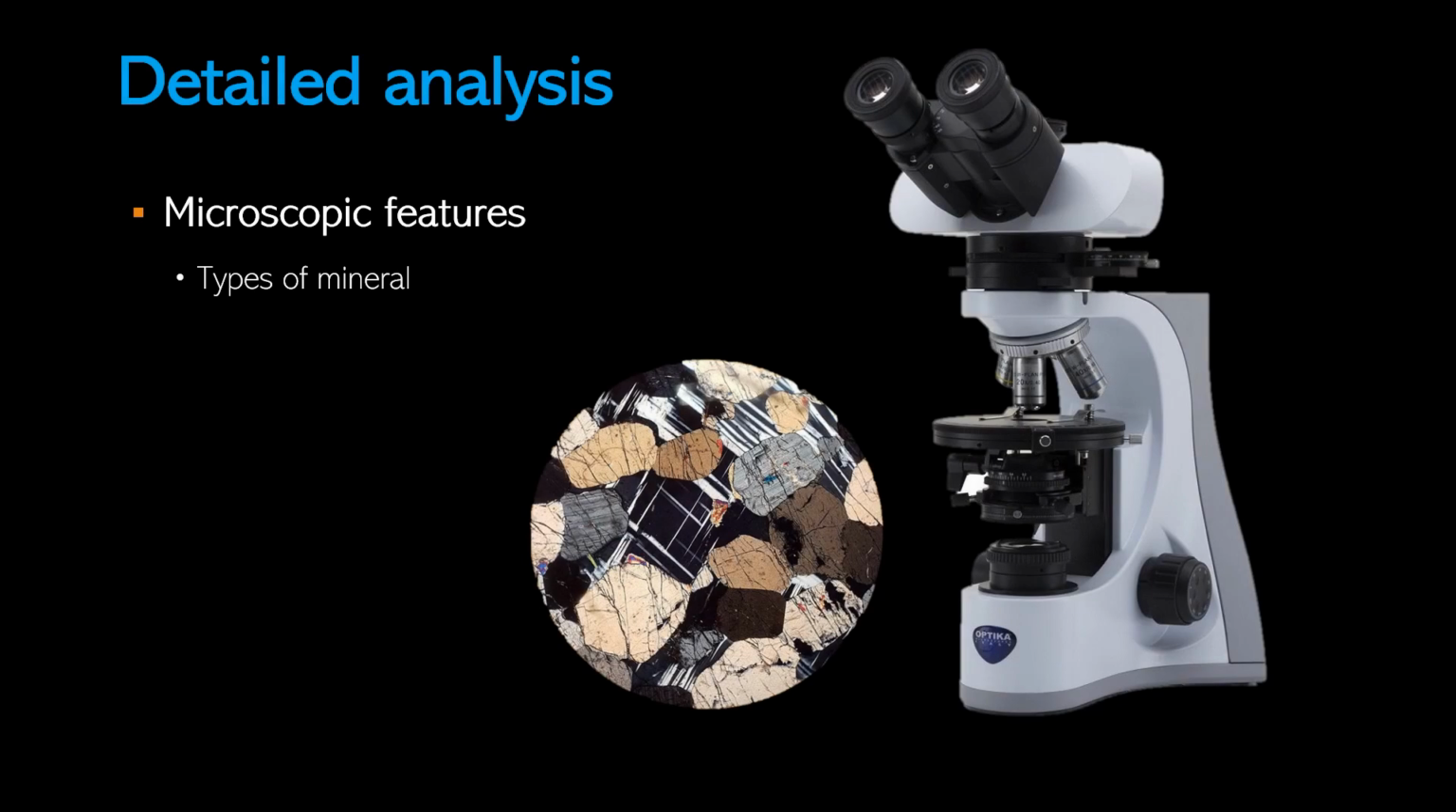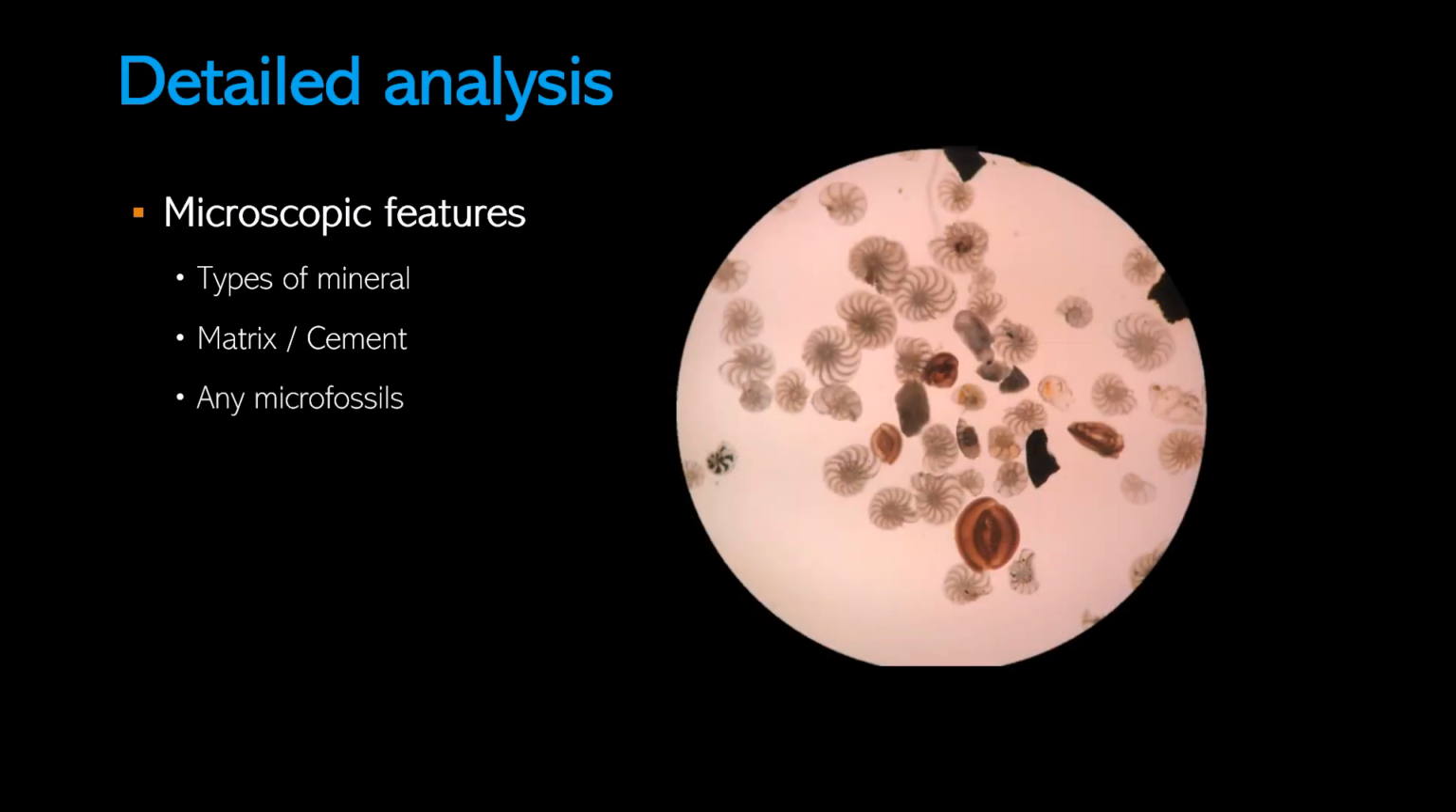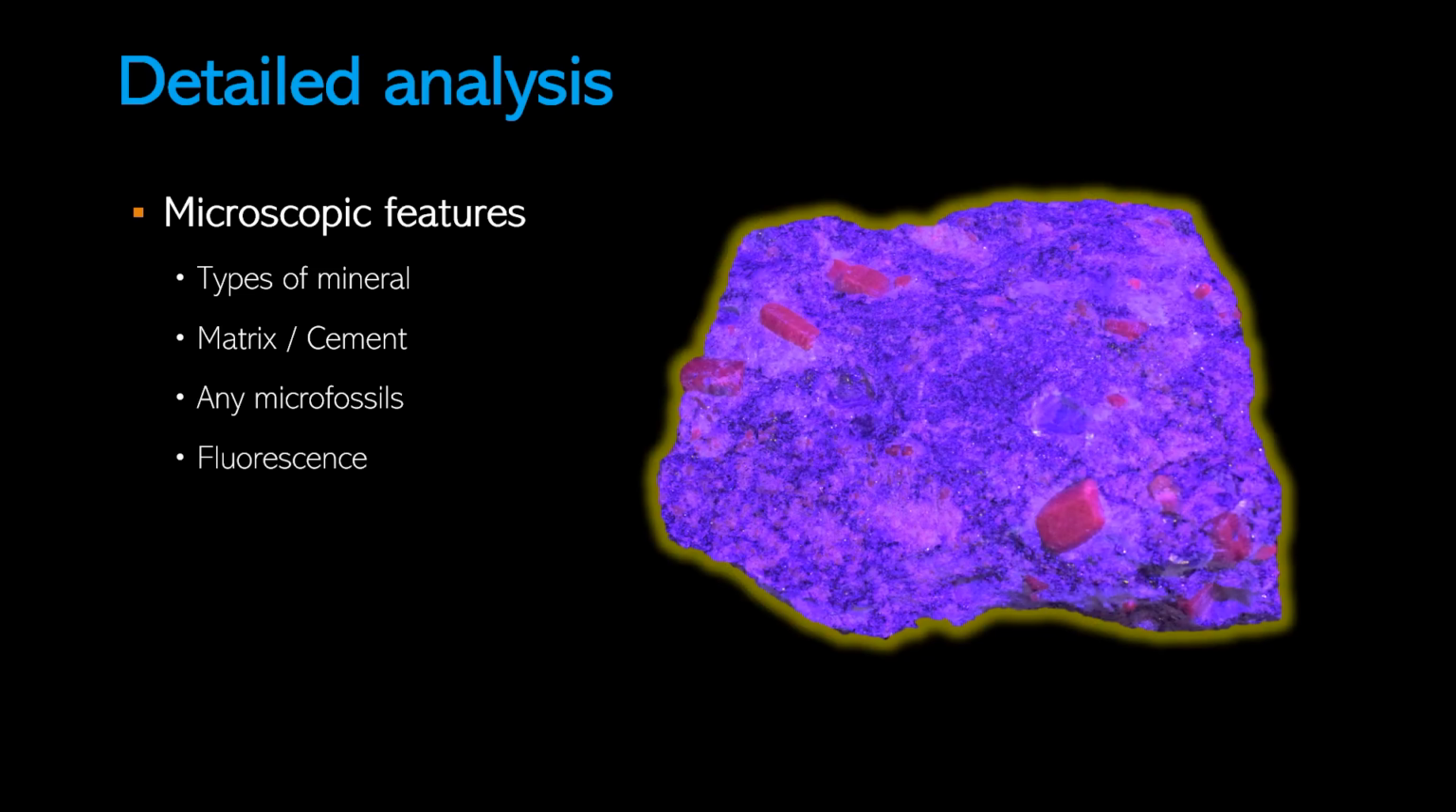Analysis in the laboratory. Using a polarizing microscope, what type of minerals can I recognize? Matrix or cement? What's holding the rock grains or minerals together? Are there any microfossils, for example, foraminifera, which are not visible to the naked eye? Does the rock fluoresce under UV light? If so, then it may contain hydrocarbons.